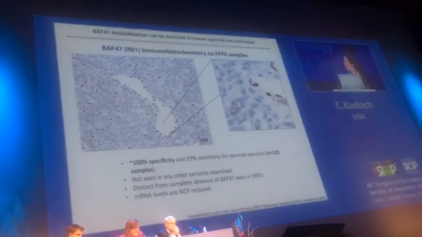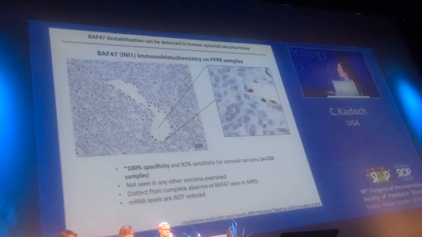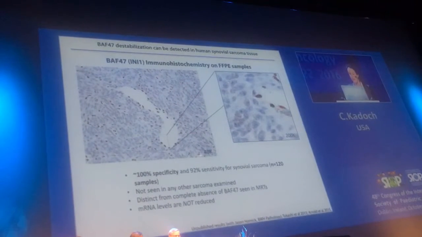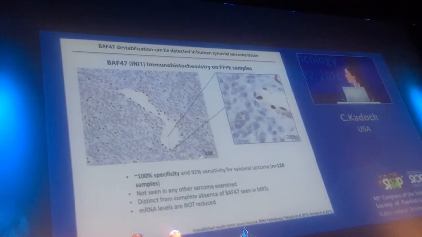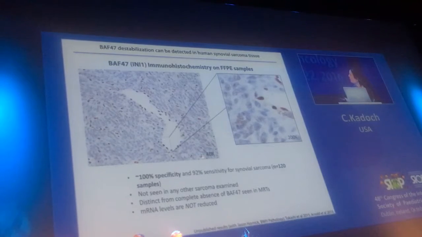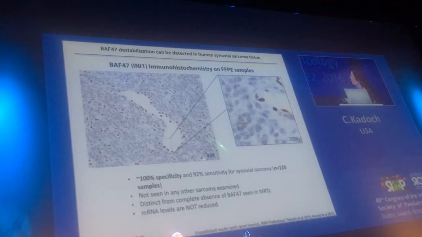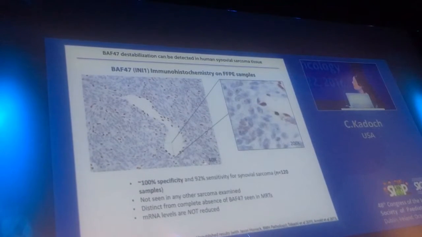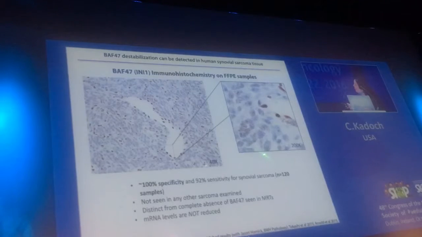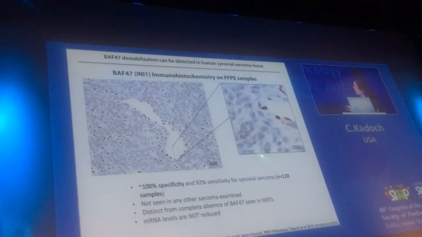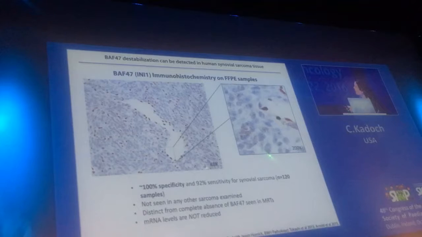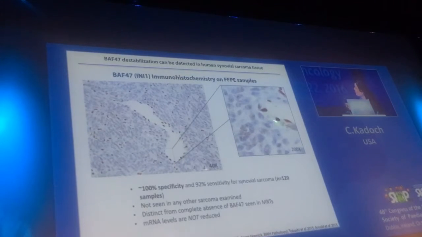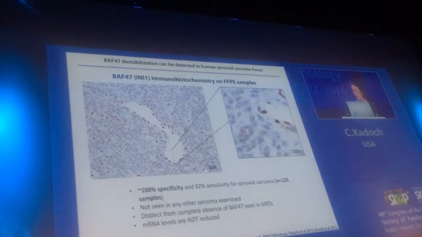It's been exciting to go back and look at actual patient specimens, FFPE samples, of human synovial sarcoma. And we did this in collaboration with Jason Hornick at the Brigham and Women's Hospital in Boston when I started my young lab. We can see here that with 100% specificity in a set of 120 samples of synovial sarcoma, BAF47, this INI1 staining, is diffusely low, weak to absent staining in the tumor cells, and there are very nice positive controls of surrounding lymphocytes and endothelial cells in these tumors.